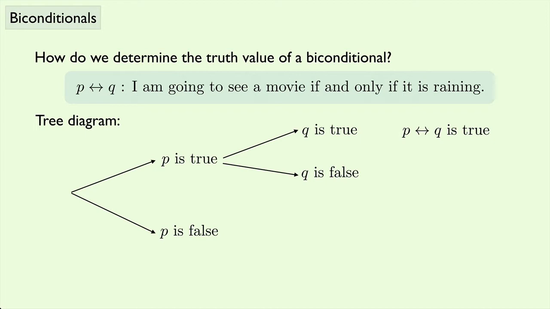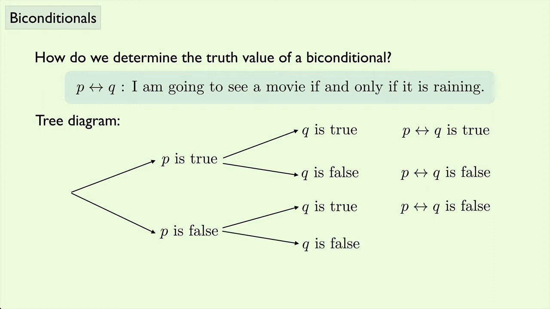How about if P is true and Q is false? Well, now I go to see the movie, but it's not raining. And I said I was going to see the movie if and only if it was raining. So now P double arrow Q is false. How about if P is false and Q is true? Well, I didn't see the movie, but it is raining. And remember I said I'm going to see the movie if and only if it is raining. So this is also false.